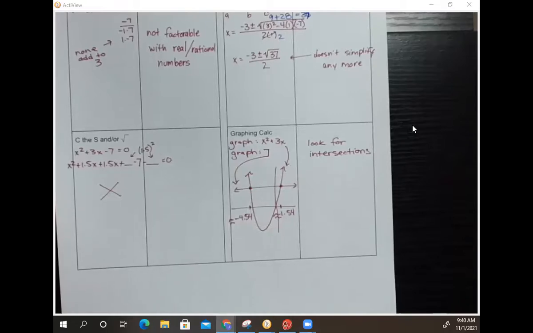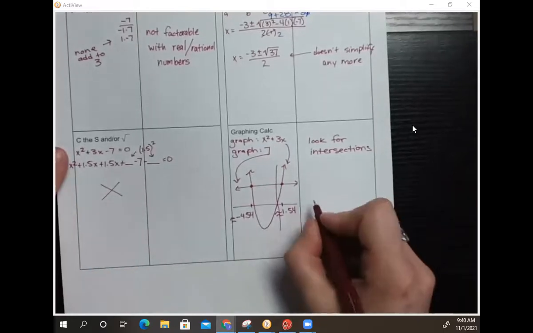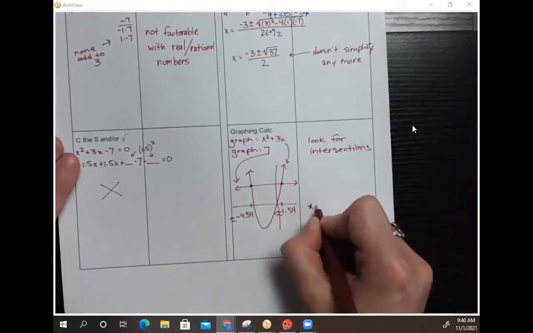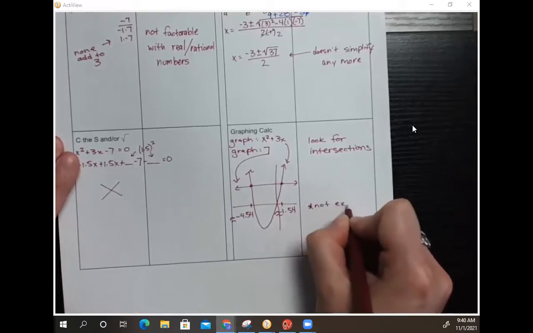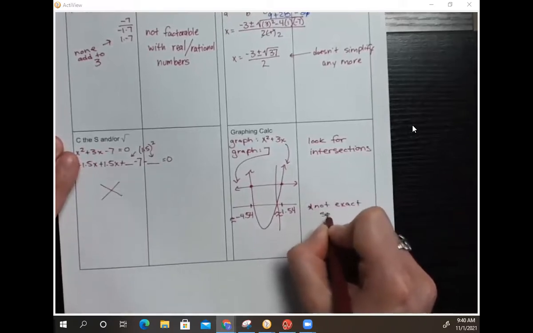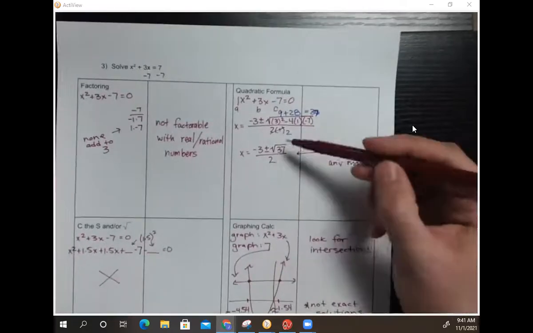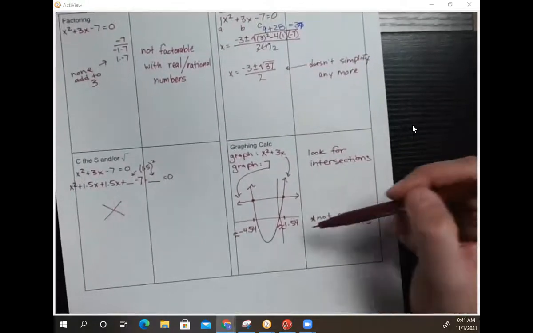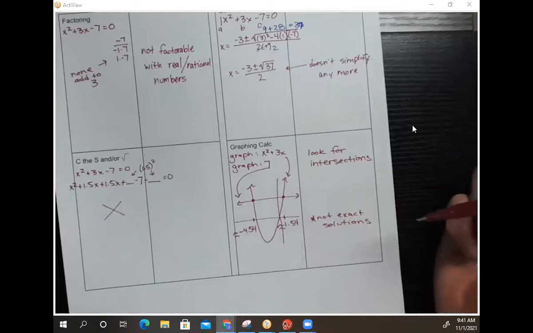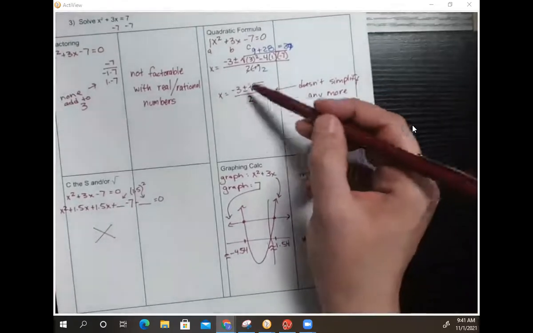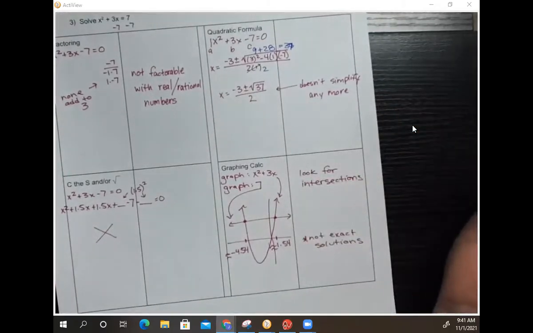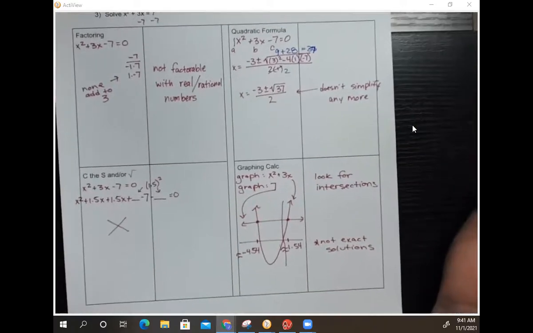We have one last problem we're going to take a look at together today. Oh, and I just want to make a little note here. These are not exact solutions. If I solve this problem with the quadratic formula, and then I wanted to check with a graph, how could I make sure that these were about the solutions that I got from here? Is there a way that I could do that?